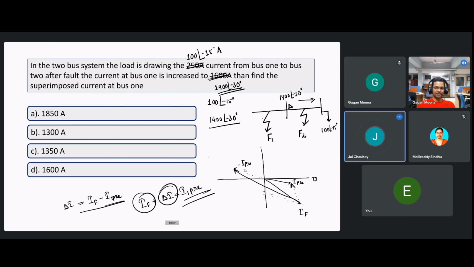So we are talking about this current, this phasor, and we want the angle between this. So we want this delta phi, the angle between this superimposed current and the pre-fault current. This is the phi. Now this angle is positive, right? Yes. Because this IF is here, delta IF is here, I3 is here, so this angle is positive.